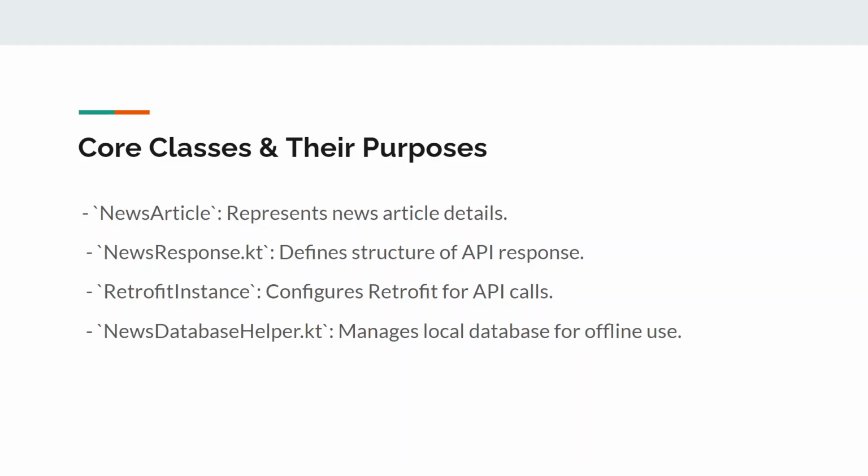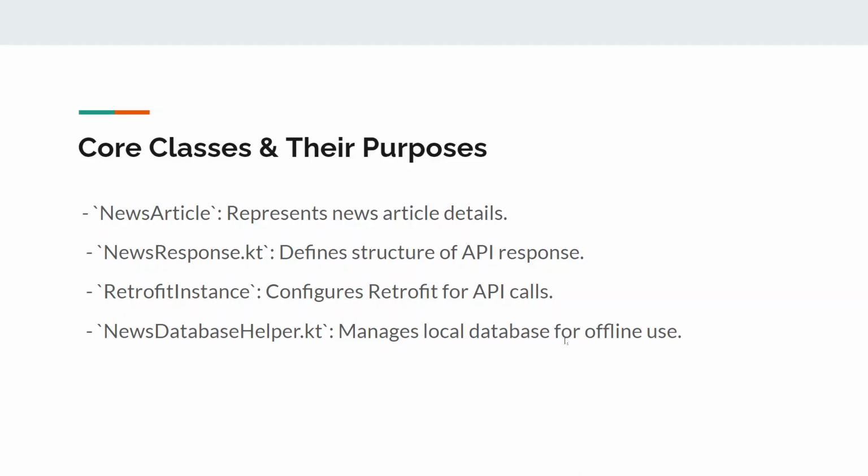And we are also using the news database helper. That is a database helper with an SQLite database, and we are using the local database for offline users. So what are the things that we are using? A news article represents the news article details. News response Kotlin defines the structure of the API responses, and the retrofit instance is configured for the API calls. API is basically an application programming interface that we are using. The news database helper class manages the local database for offline users. We are also able to see the history in the application in offline mode as well.